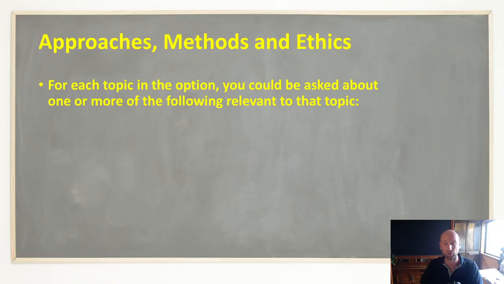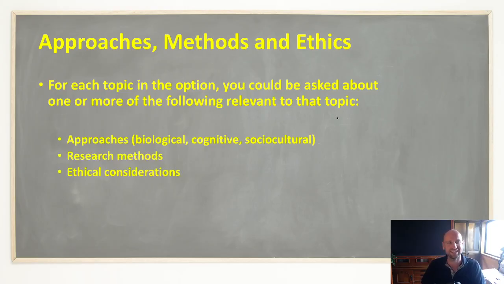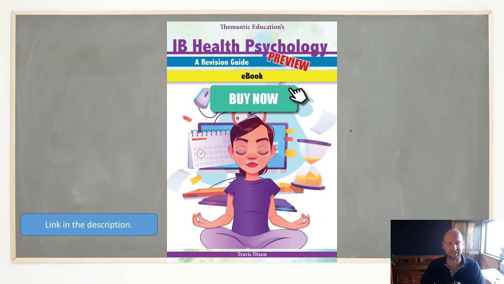Just remember, you might also be asked about research methods and ethics and the approaches: biological, cognitive, social, cultural. And they could be asked in relation to each topic, right? And that's where you have to know the differences between topics and content. All right, if this is confusing, I apologize. I wish it was made simpler, but the harder you work on this, the easier it will become.